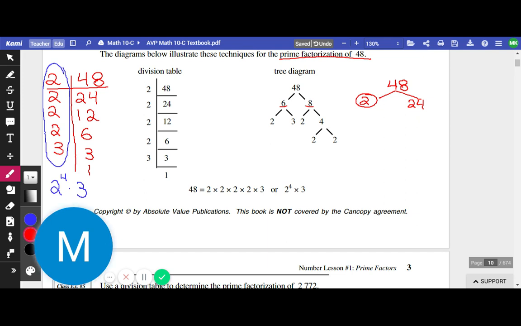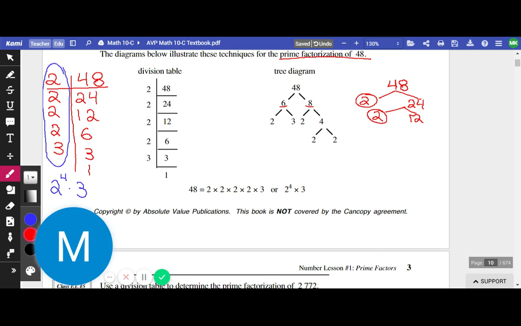The number 24 is not prime, so I don't circle it. So I have to break 24 up again. Now I'm breaking 24 up into a prime number and a non-prime number that multiply to be 24. I'm going to go with 2 and 12. I circle the number that's prime. The one that's not prime, I keep breaking down.